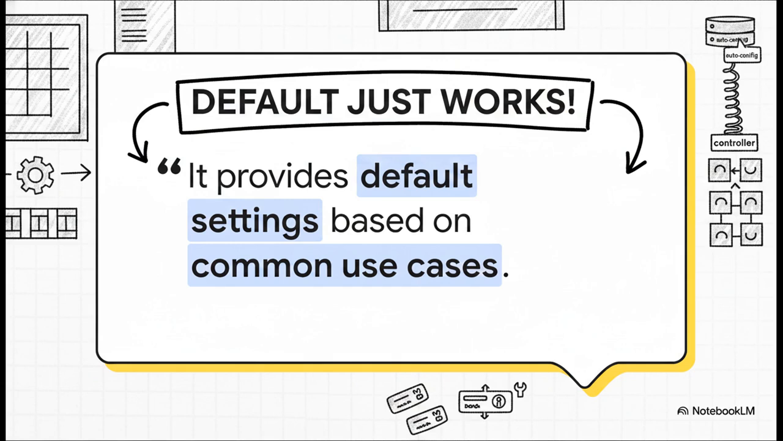Instead of asking you to write long configuration files, it provides default settings based on common use cases. So what does that actually mean for you? It means if you just follow standard project structures and naming conventions, Spring Boot automatically wires things up for you. Put a controller class in the right package, bam, Spring Boot scans and registers it, no manual mapping required. You can absolutely still customize things if you need to, but mostly the defaults are exactly what you want.